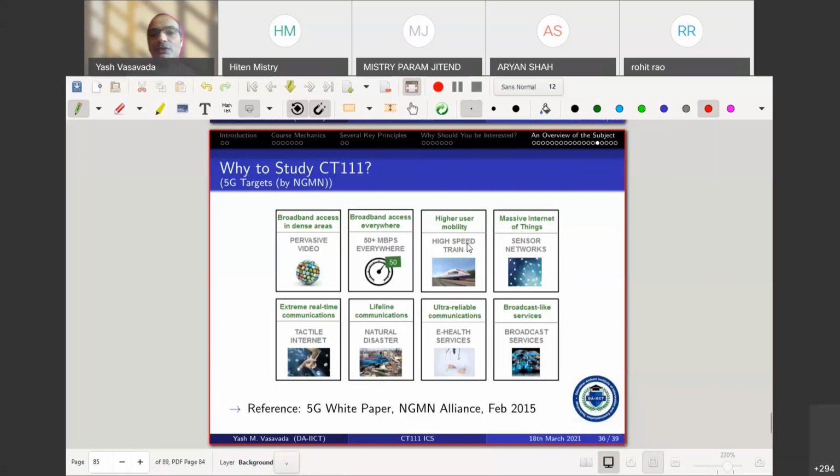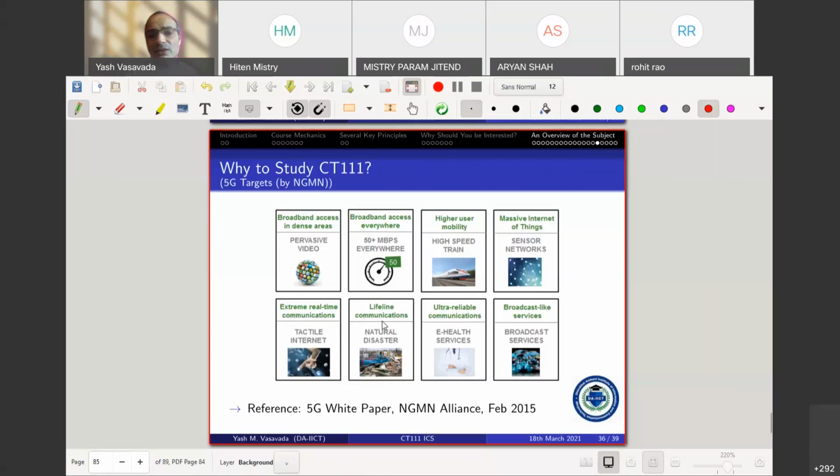High user mobility, you may be able to get a very high data rate connectivity even if you are in a bullet train. There's something called sensor networks, which are considered to be a path-breaking technology. But in order for that Internet of Things to work, you need an underlying communication network. Extreme real-time communication or tactile internet, basically touch-based internet.